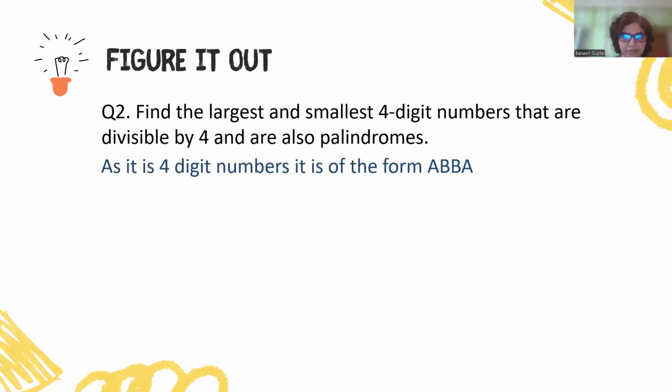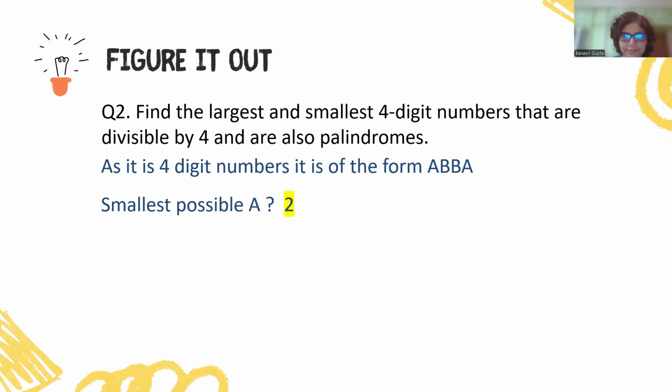Let's see the same thing for the smallest one. Smallest possible A is 2. It cannot be 0 because then it won't be a 4-digit number. Because if A is 0, this A also has to be 0. So the smallest possible A can be 2 because otherwise it won't be divisible by 4. If it is 1, then it won't be divisible by 4, right? So the smallest possible A is 2.